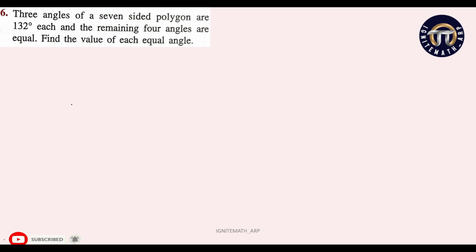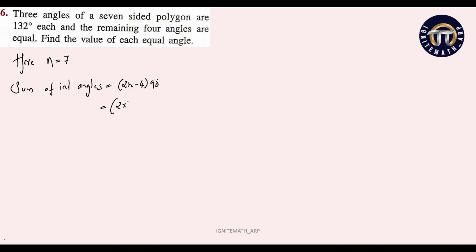3 angles of a 7-sided polygon. Clear? What is n over here? n is equal to 7. First job is what? Sum of interior angle. That itself gives you 1 mark, is equal to (2n minus 4) into 90. So (2 into 7 minus 4) into 90. So 14 minus 4, 10. Then 10 into 90 is 900.